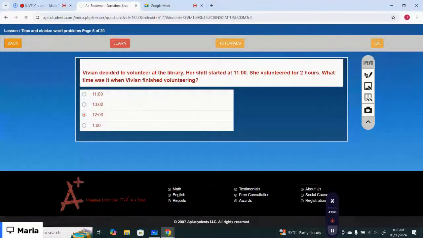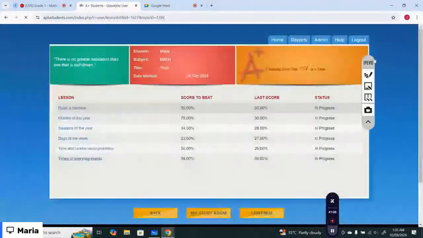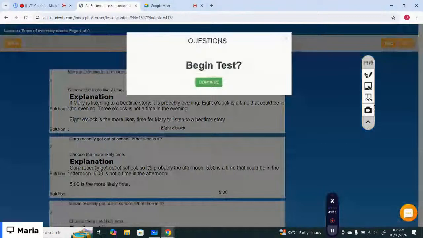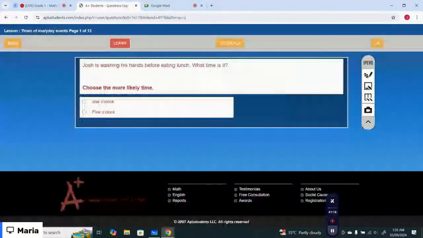Okay, you can complete the lesson by yourself later today. Let me move on to the next lesson, that is time of everyday events. Let's start with the test questions. You can have a look at the tutorial by yourself, they are already solved. Josh is washing his hands before lunch. What time is it? 1 o'clock or 5 o'clock? Lunch time it is, right? Usually people have lunch around the middle of the day. So is it 1 or 5?